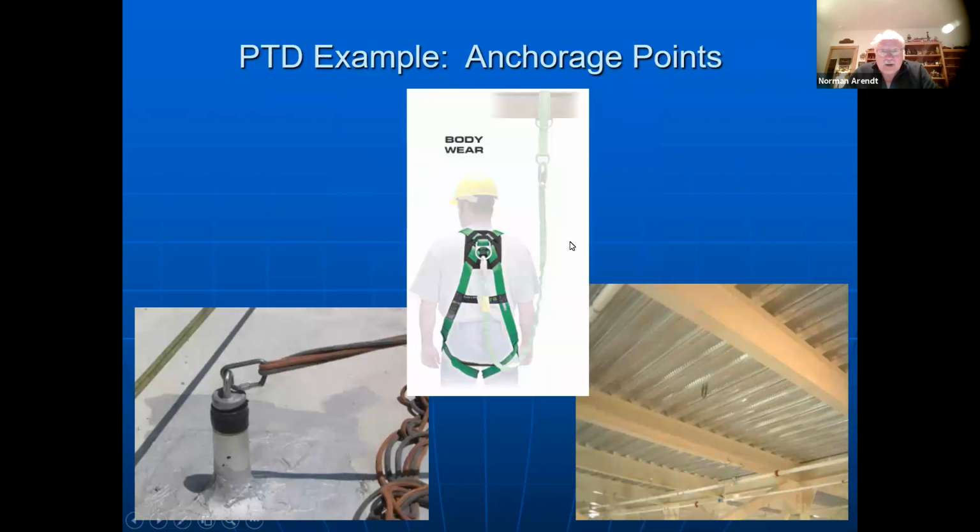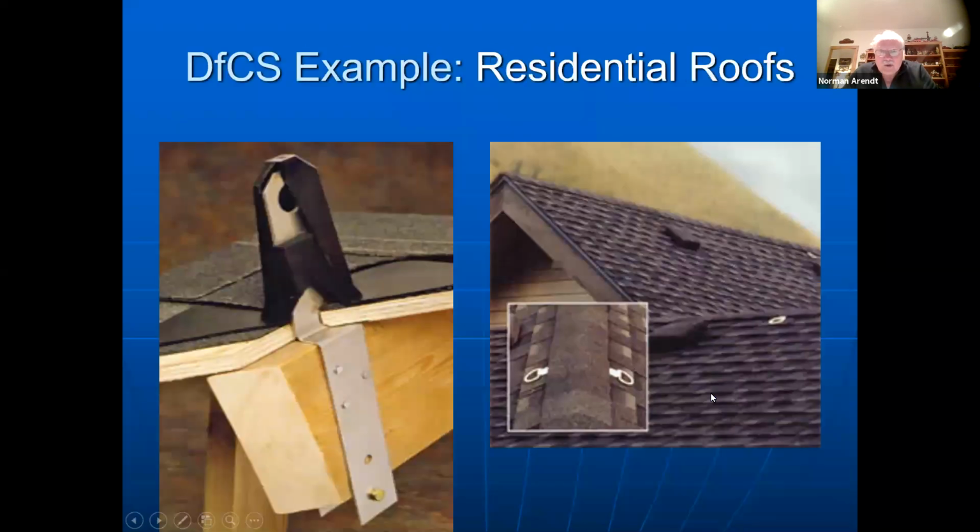But when we talk about body wear, which is basically your harness with your lanyard tied off someplace, it has to go to a beam that is designed to hold 5,000 pounds of shock pressure. Here's a tie-off that's built into a building. Here's one in a roof. These are all things that can be done for fall protection.